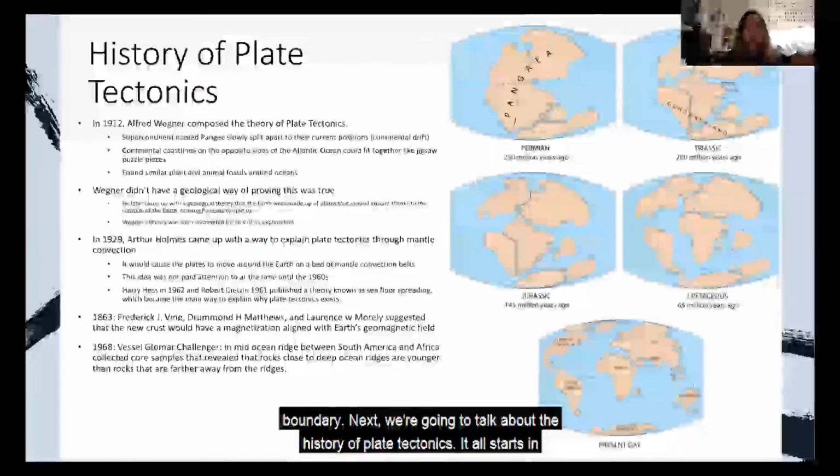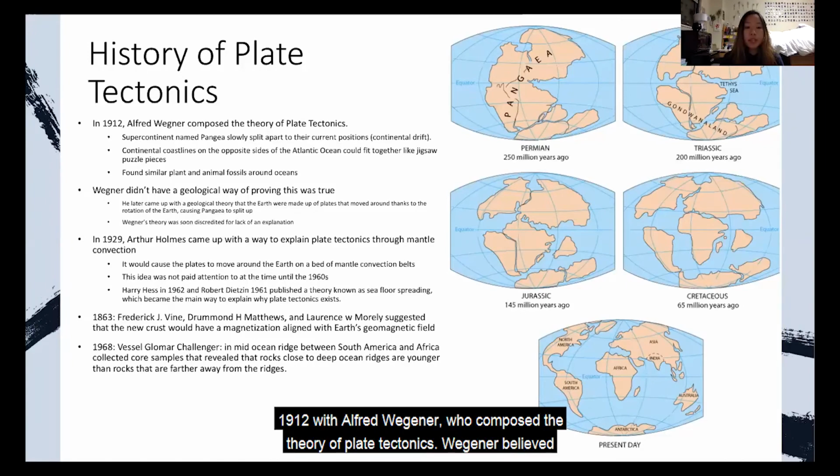Next, we're going to talk about the history of plate tectonics. It all starts in 1912 with Alfred Wegener, who composed the theory of plate tectonics.